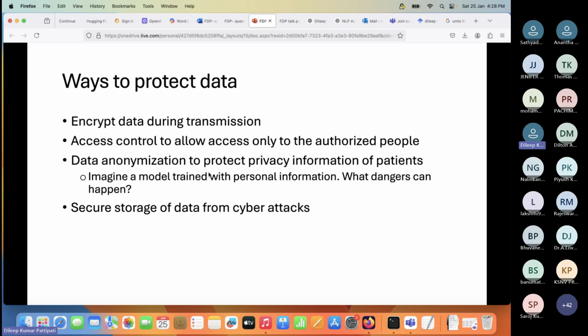Data anonymization should also be done. Like I told you, what happens if a model is trained with personal information? You cannot do it. So whatever personal information, like the name of the patient, his location, his age, should be masked before further use. So data anonymization should be done, and the data should also be stored very securely from cyber attacks.